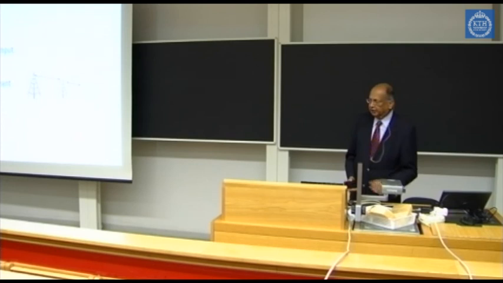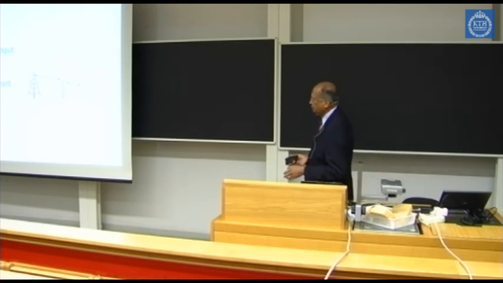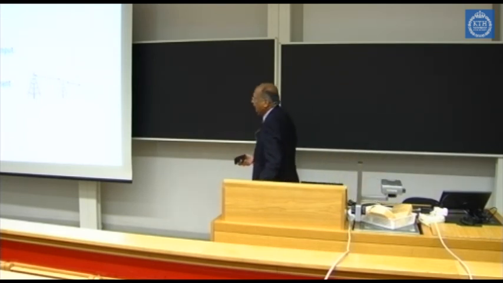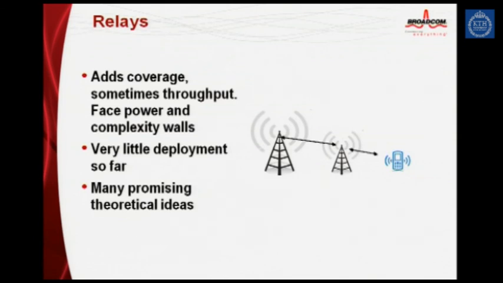The other, of course, is relays, which is largely a coverage solution, and sometimes maybe some throughput too. And they too run into problems of power because they really have to transmit power. They add to the power problems. And of course, they are usually complicated to deploy because they further complicate the whole problem of optimizing these networks. But deployments of relays have been very limited. At least in WiMAX, nothing really happened at all. No carrier, no infrastructure builder was prepared to build it.